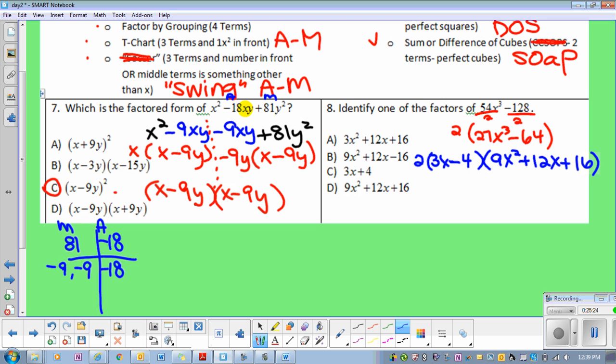Do you need me to go over how to get any of those terms? You need to say something, okay? All right, so just identify one of the factors. Well, which one is the only one? D. Okay?